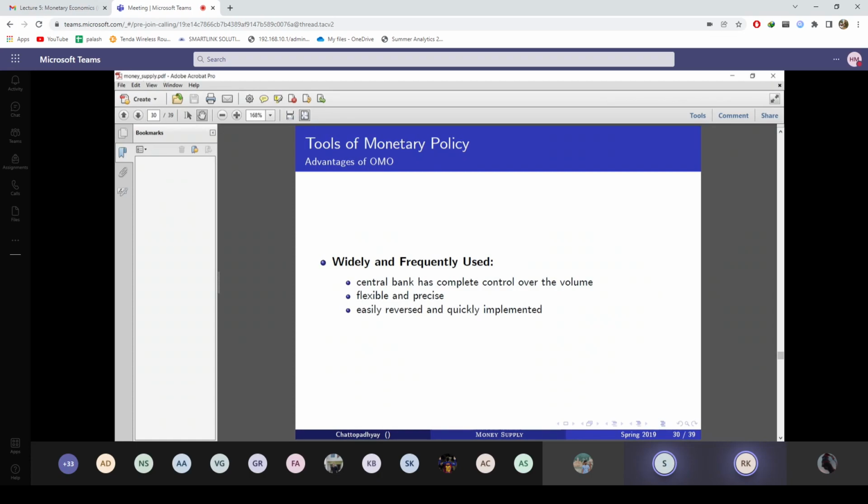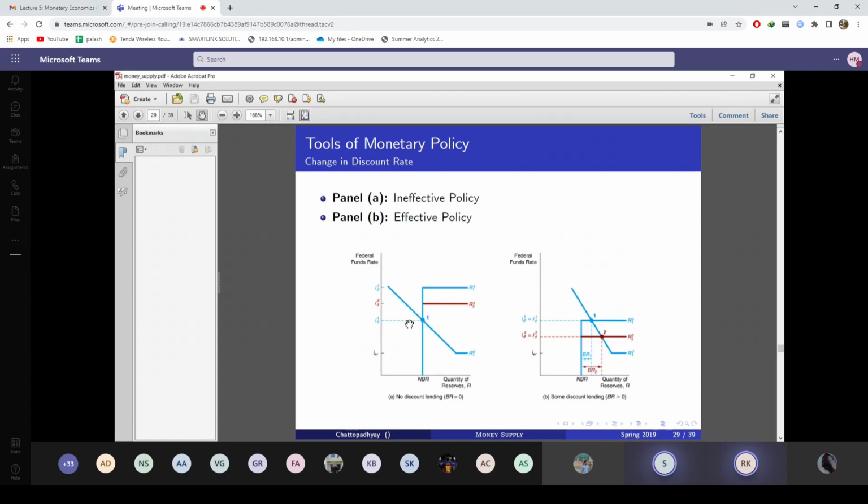So if I felt money supply has decreased too much, I want to increase it a little bit, I purchase a little bond as a central bank. And if I felt it has increased too much, I have to decrease it, I sell a little bond as a central bank. So it can be easily reversed and quickly implemented. That's the thing. And the third monetary policy tool is basically change in discount rate.